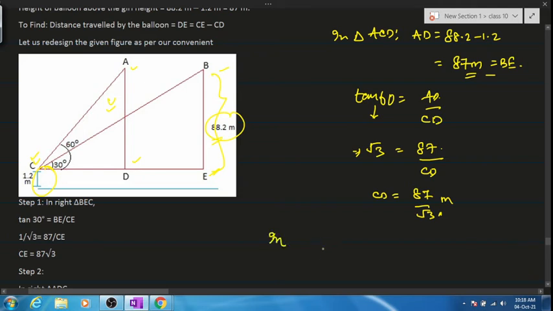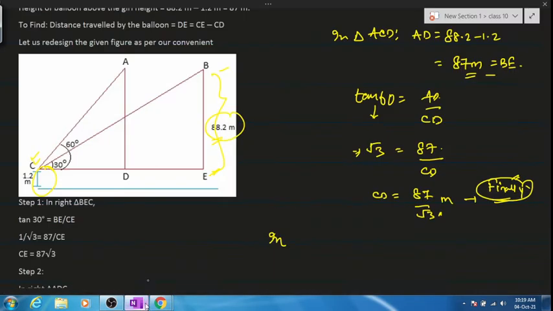Don't rationalize it right now. You have to rationalize the final answer. Finally, you've got to rationalize. We have not got the exact answer out here. We have to find DE. We don't have to find CD. So unnecessarily don't rationalize. Just keep in mind that your final answer should be rationalized.